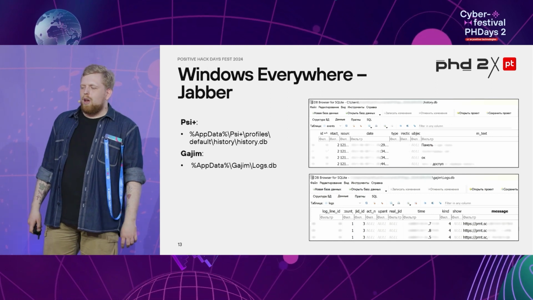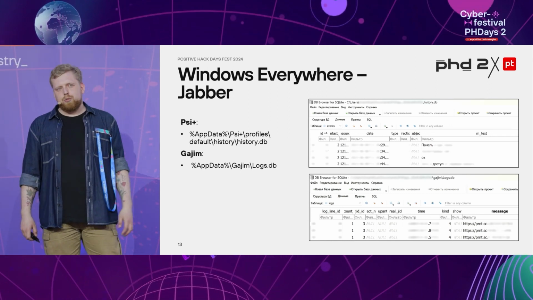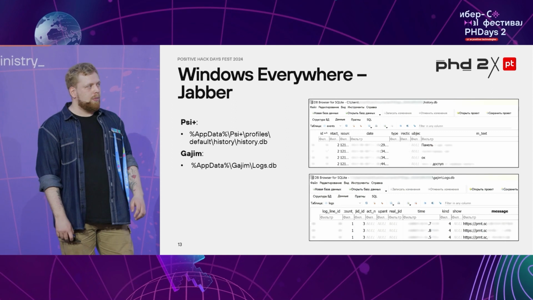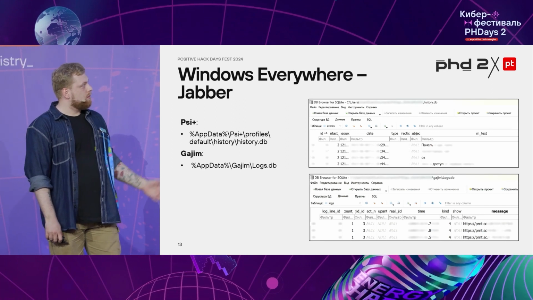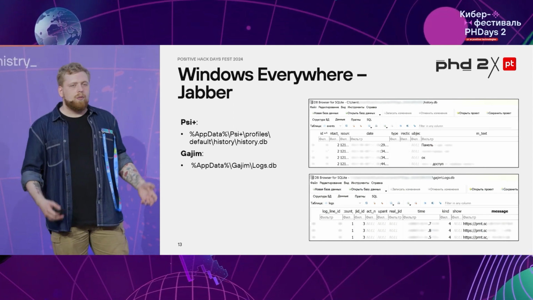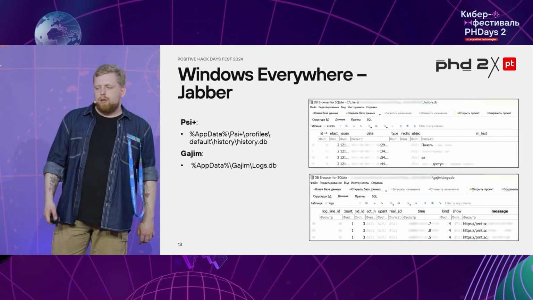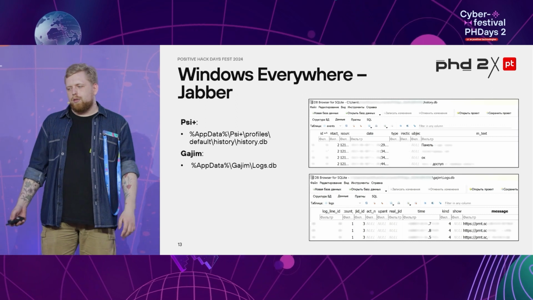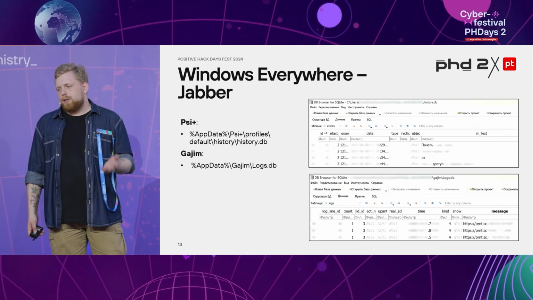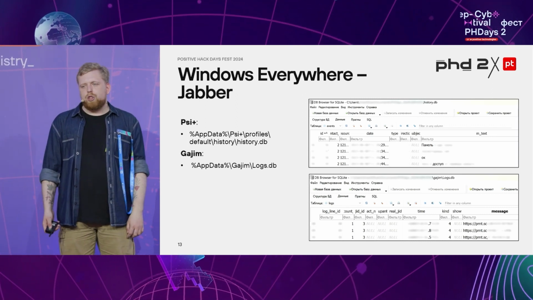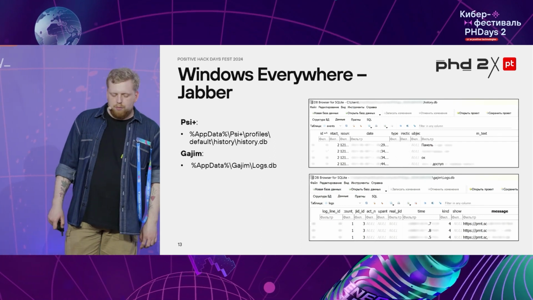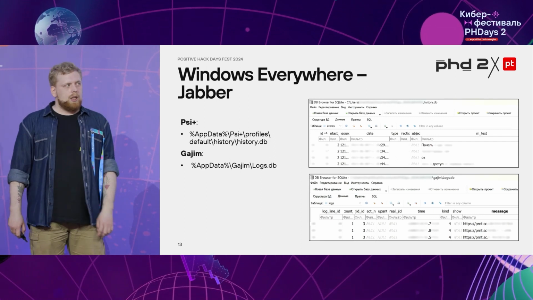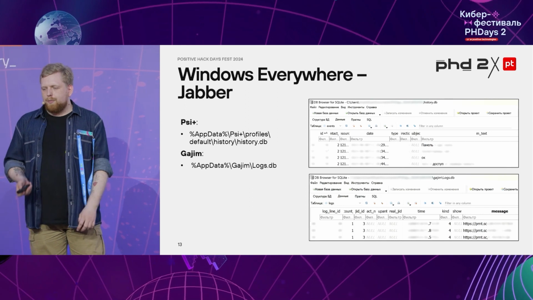Clients such as PSI Plus and Gajim, we can go to update data, and we can look up the data there. We can open these databases with a DB viewer, and we can see who they communicated with, what they communicated about. We can look for some useful nicknames, etc.